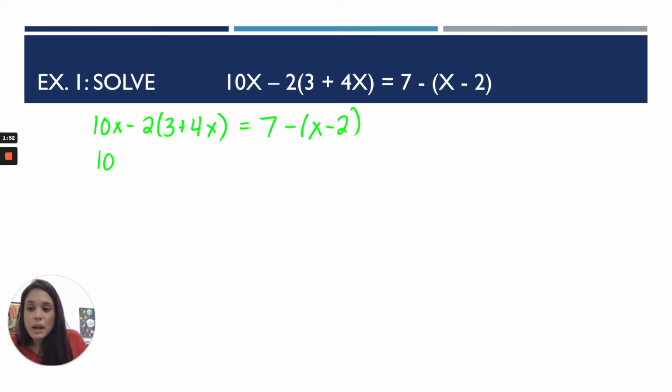So I'm going to bring my 10x down, and I have a negative 2, or a minus 2. So I need to distribute this negative 2 to both terms in the parentheses. Negative 2 times 3 is negative 6. Negative 2 times 4x is negative 8x.